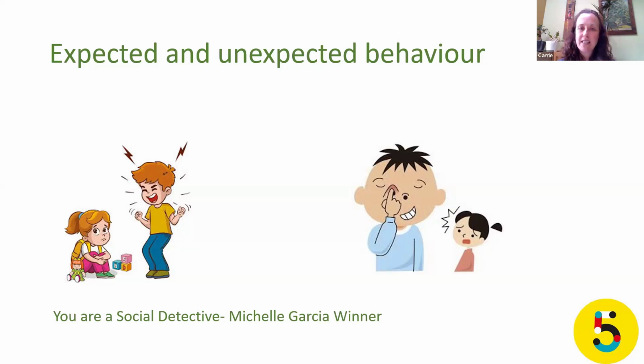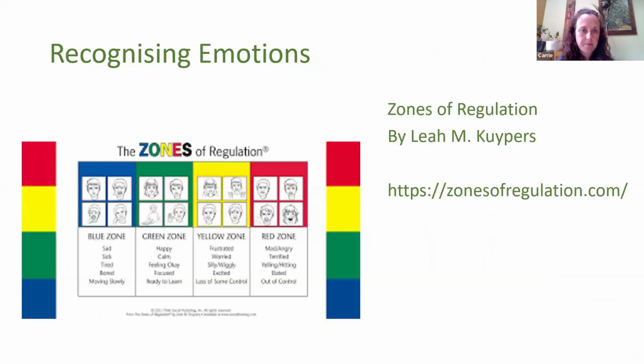Now, the terminology of expected and unexpected behaviour comes from a book by Michelle Garcia Winner called You Are a Social Detective, and she has created lots of really helpful resources supporting autistic people with their social skills and understanding the world around them. So if you're interested in finding out more, I would really recommend going and touching in on some of those resources.